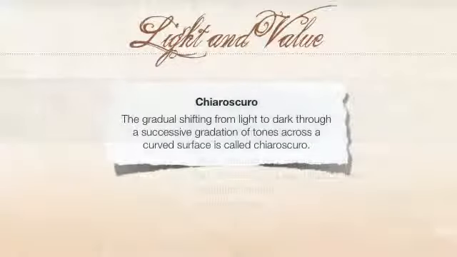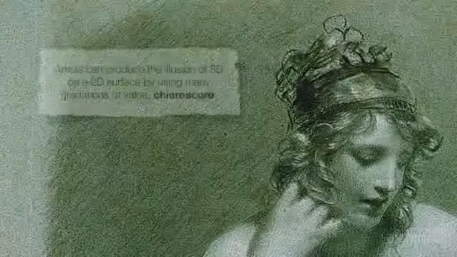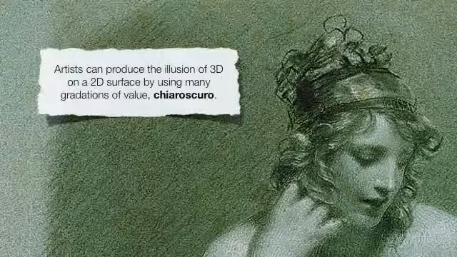The gradual shading from light to dark through a successive gradation of tones across a surface is called chiaroscuro. In this diagram, we can see how the gradual shifting from light to darker reds can create the illusion of roundness. Artists can produce the illusion of 3D on a 2D surface by using many gradations of value, chiaroscuro.